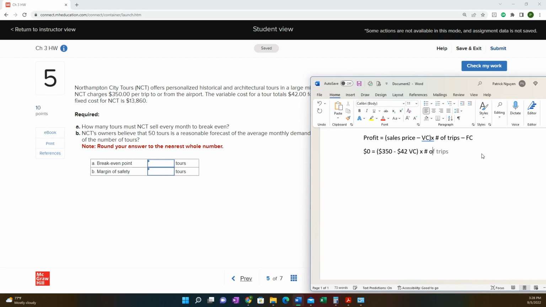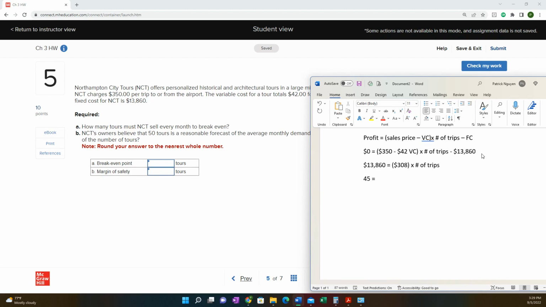$13,860. So to do the math, we're going to move the $13,860 to the left side of the equation, so it becomes a positive $13,860. $350 minus 42 is $308, which is our contribution margin, times the number of trips. Then we divide both sides by $308 to arrive at 45 as the number of trips. So our break-even number of trips is 45.